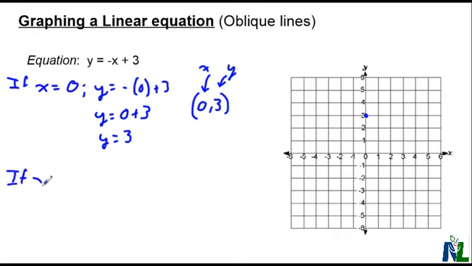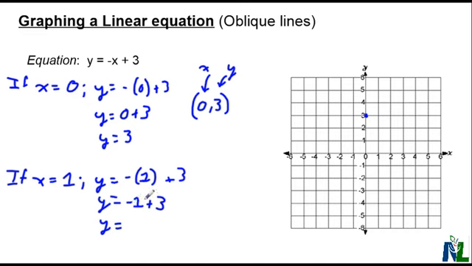So if x equals 1, it's another very easy number to work with, then y must equal negative multiplied by 1, which is negative 1, plus 3. So again, I substituted my x value into the equation, and now I'm going to work it out. y equals negative 1 plus 3. y equals, well, negative 1 plus 3 is going to leave me with that positive 2. And my coordinate would therefore be x is equal to 1, y is equal to 2.